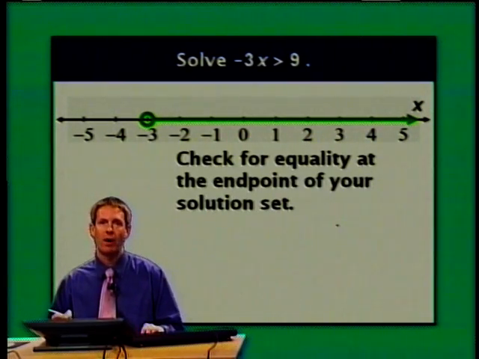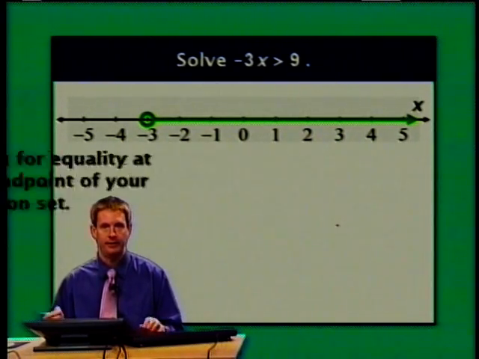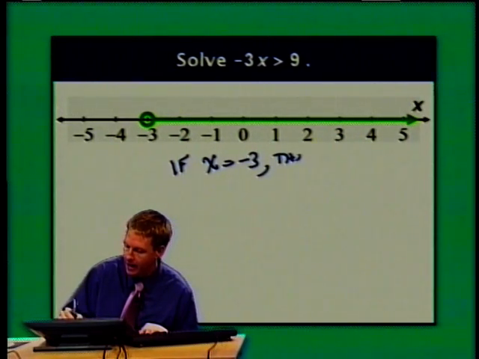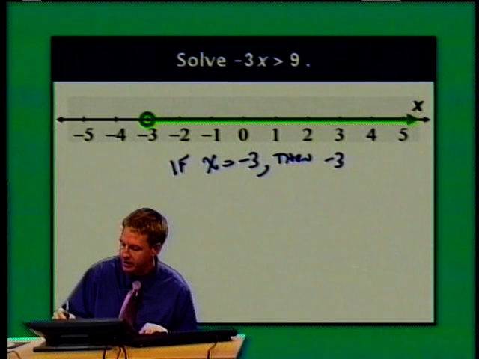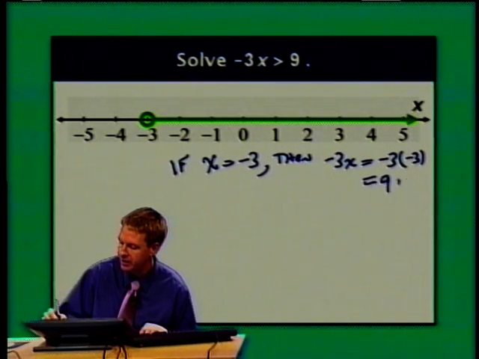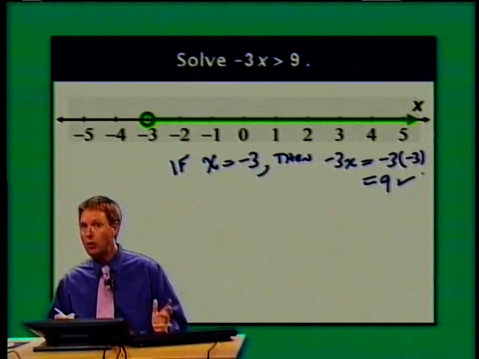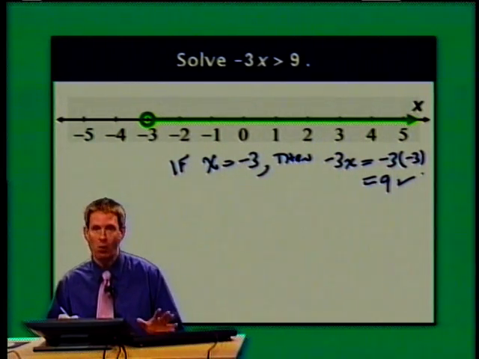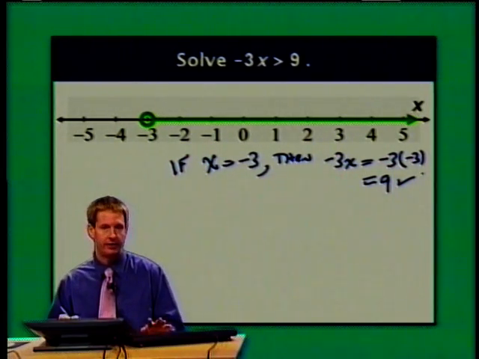Let's check for equality at the endpoint of our proposed solution set. If x equals -3, then our variable expression, which is minus 3x, equals negative 3 times negative 3, which is positive 9. So we know we're at least half right. We have the right endpoint for our solution set.